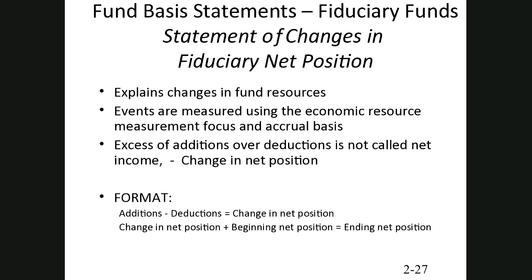There is a statement of changes in fiduciary net position, except for that agency fund, that tries to explain those changes in fund resources. Again, these fiduciary funds essentially are assets being held for the benefit of others, generally speaking. And the events are measured using the economic resources measurement focus and accrual basis of accounting, just like a proprietary fund. And we don't call the difference between additions and deductions income. Those are the flows in this statement, additions and deductions. They're not called income, they're called change in net position.